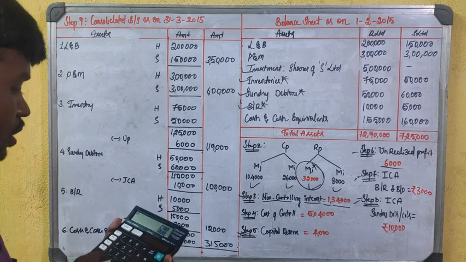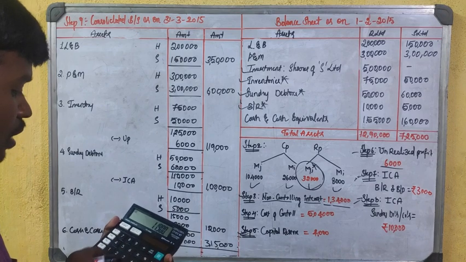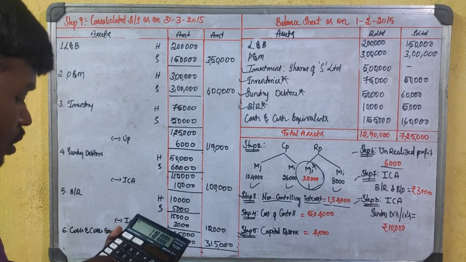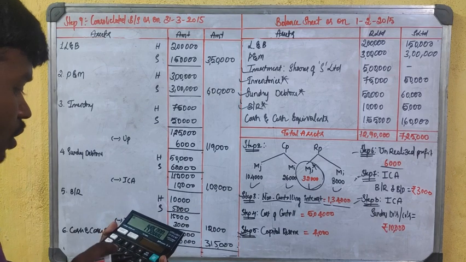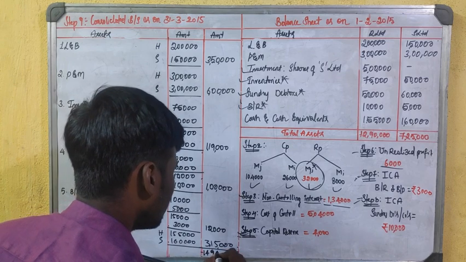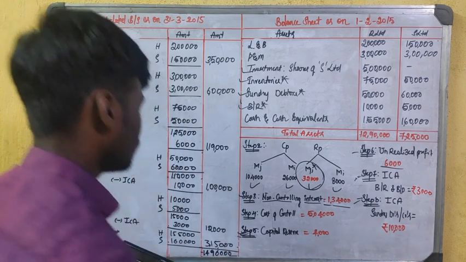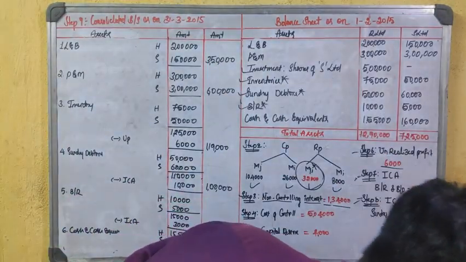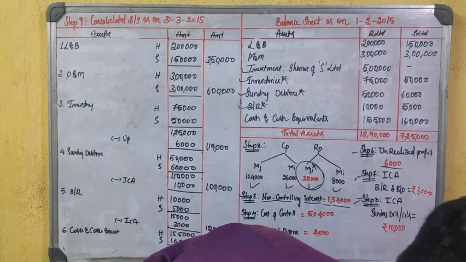Now just total it: 3,50,000 plus 6 lakhs, 1,19,000, 1,12,000, and 3,15,000. Yes, you will get 14,96,000 as the total assets. The liabilities also came to that amount, right? So 14,96,000.